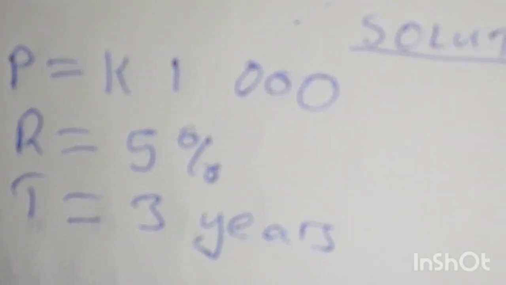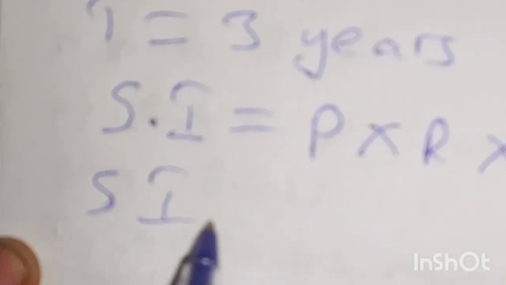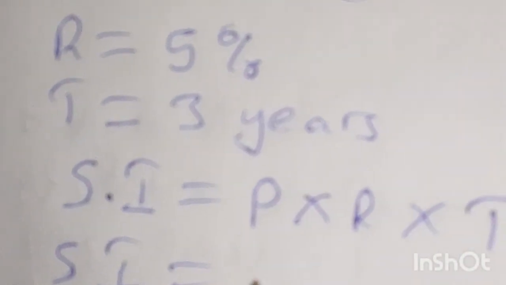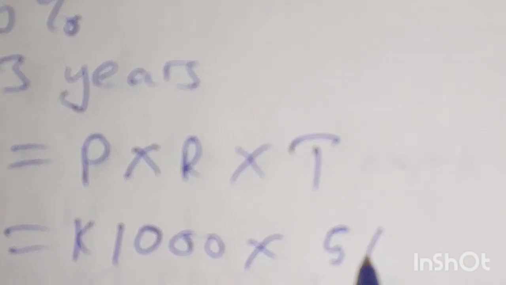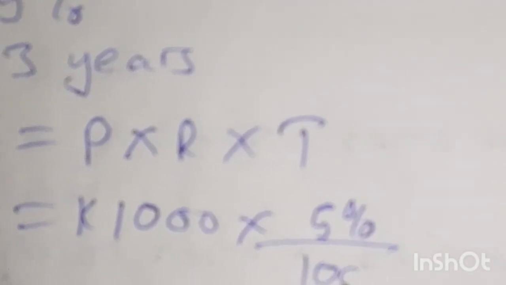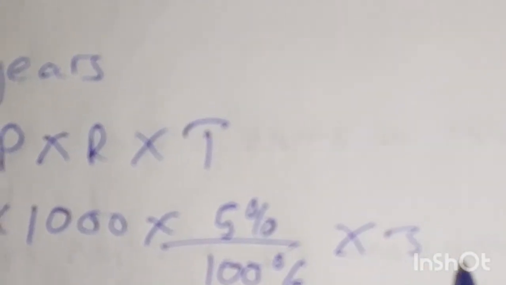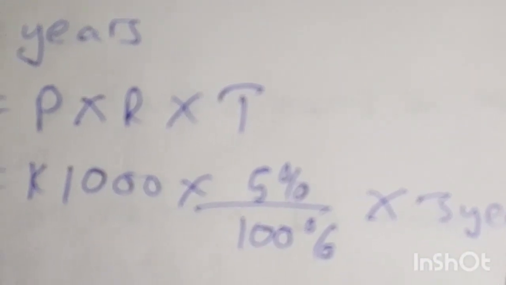Now let's input the formula for simple interest. Simple interest is equal to principal times rate times time. What's our principal? Our principal is 1000, times our rate, which is 5%. You know that every percent is always over 100. Times what's our time? Our time is 3 years.